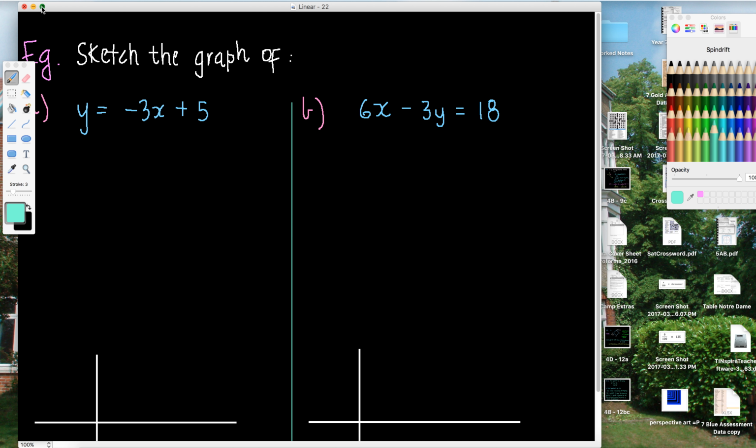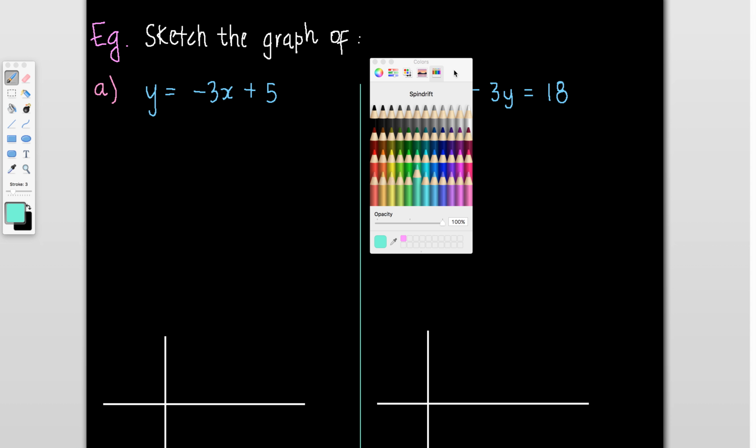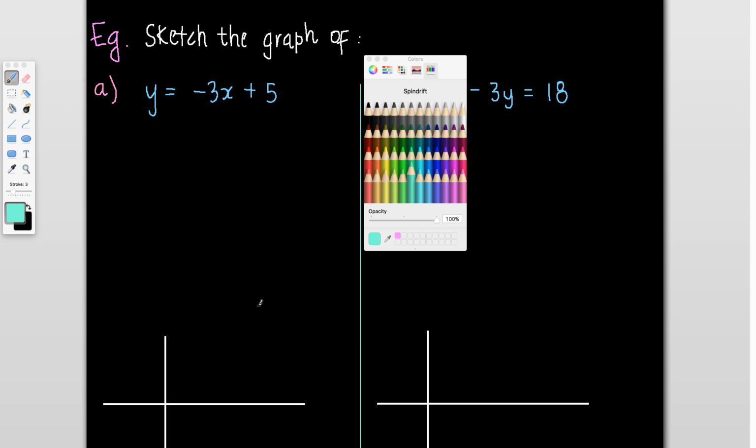So I'll just flick through to a different slide. And here we have a couple. The one on the left is in that gradient intercept form, the one on the right is not. I'll show you what we can do with that. First of all, this one here, A, sitting here on the left-hand side. What we can see is it's in that form Y equals mx plus b. So I can read the intercept straight away. The Y-intercept is happening at 5.